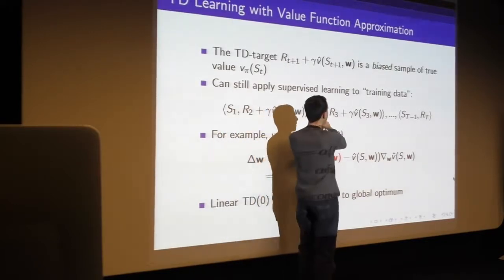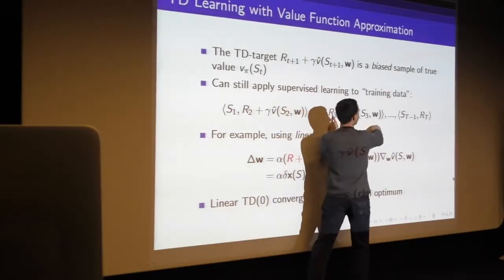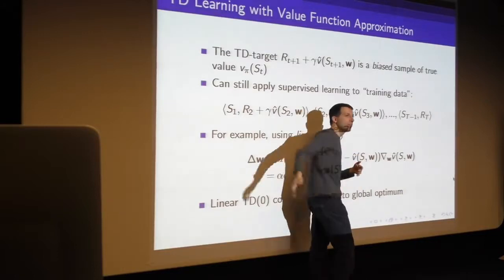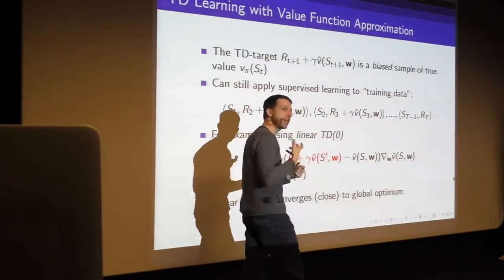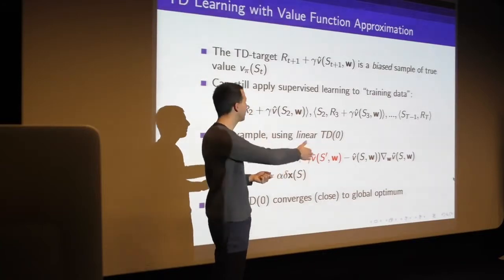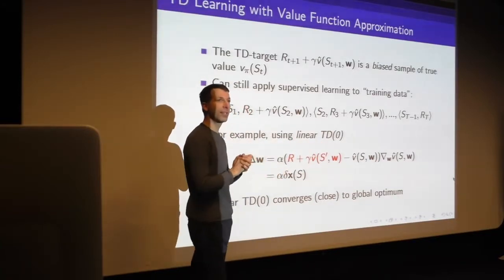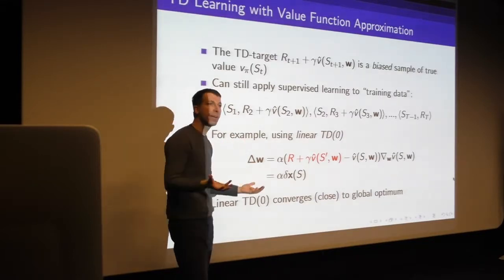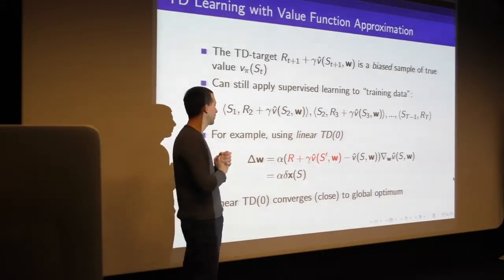Then I was in another state, and I got one step of reward plus the value function after that. And I can build up a whole data set that basically uses these TD targets as training data. We start to fit our value function towards these TD targets. So let's do the simplest case again. Let's consider linear function approximation.